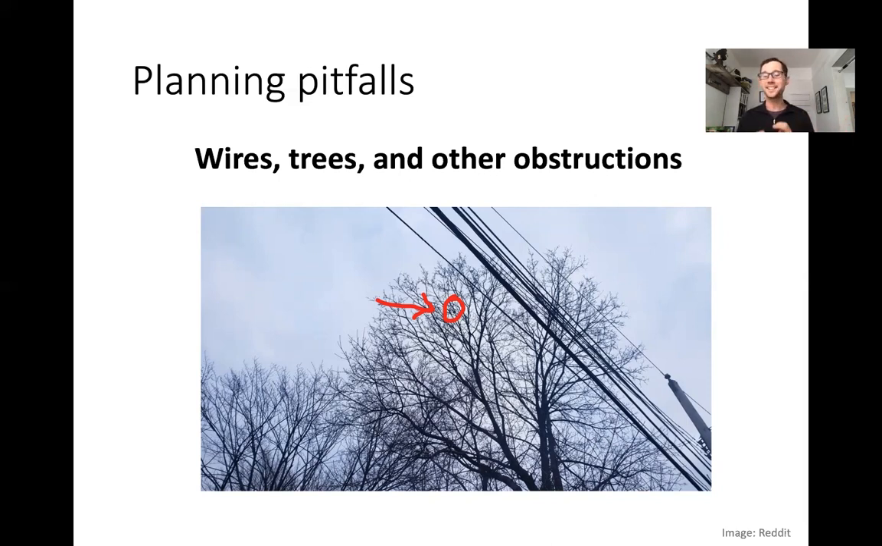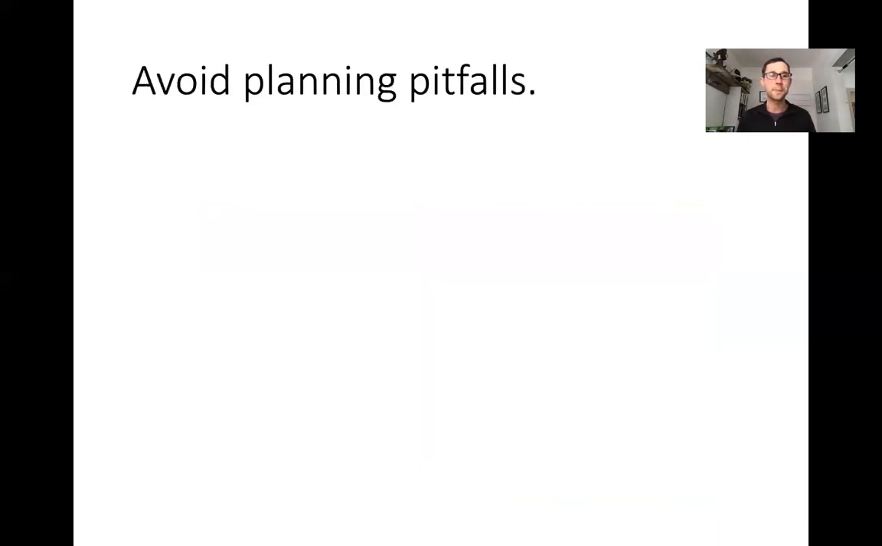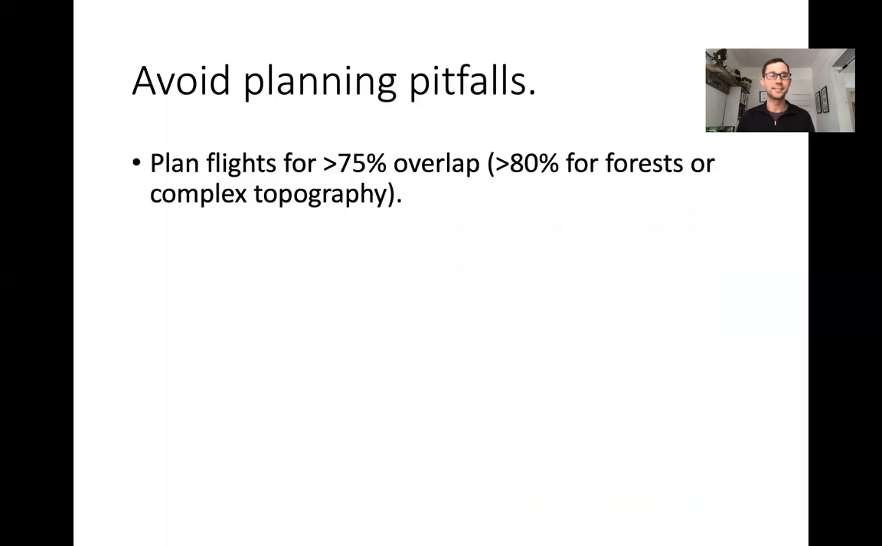This is actually not easy to do, but it's not hard to do either. So anytime that you're scoping out an area for a drone flight, I almost always say you have to go out there and see it, because you can't always see wires and other obstructions in the imagery you get from Google Maps and things like that. Okay, so to avoid those pitfalls, here are the 4 things to keep in mind. You want to plan flights with a lot of overlap.